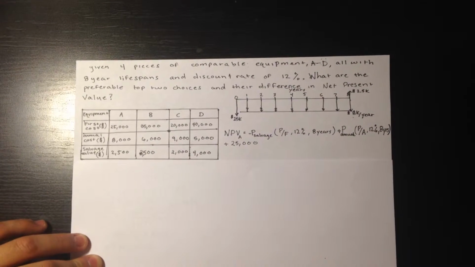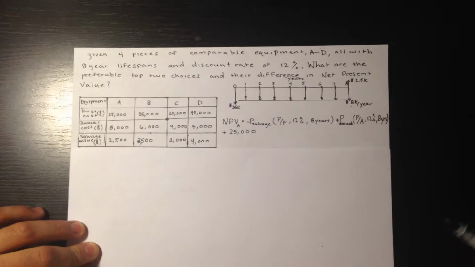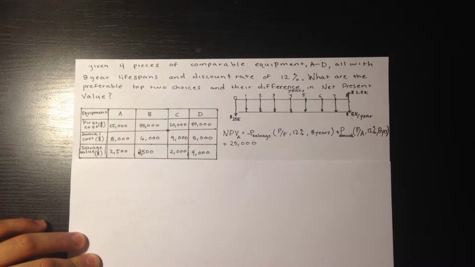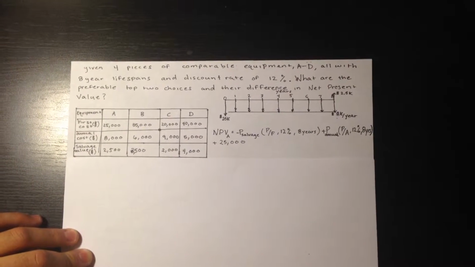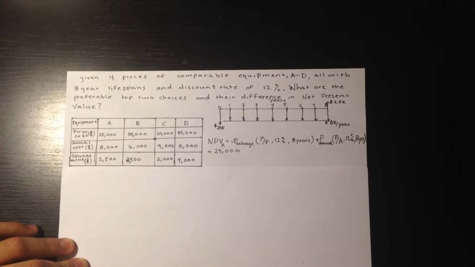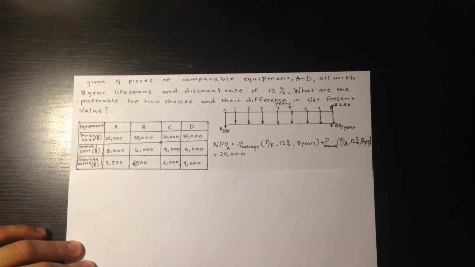Afternoon, class. Today we'll be discussing net present value. Our question statement is: given 4 pieces of comparable equipment A through D, all with 8-year lifespans and a discount rate of 12%, what are the preferable top 2 choices and their difference in net present value?